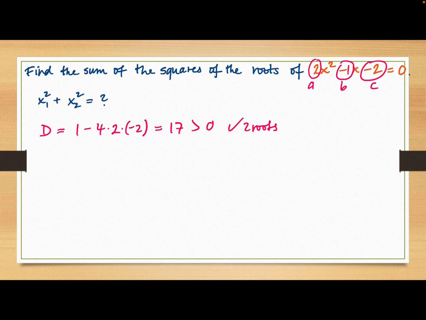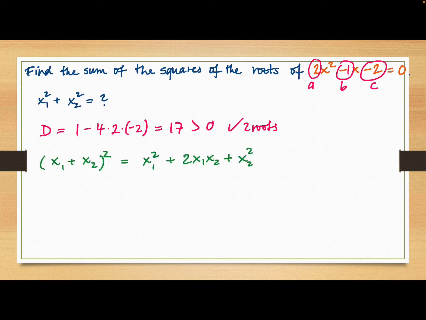Now, how can we work out the sum of the squares of the roots? Where do we have squares of anything? If you remember the identity (a plus b) squared equals a squared plus 2ab plus b squared, in which we have a squared as well as plus b squared. Now, if we apply this identity on the roots, this is what we get.